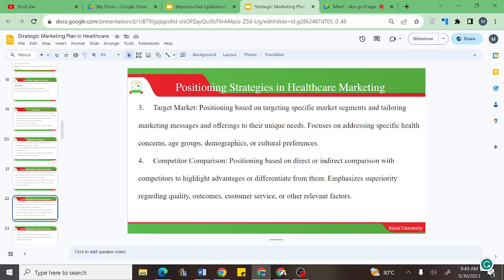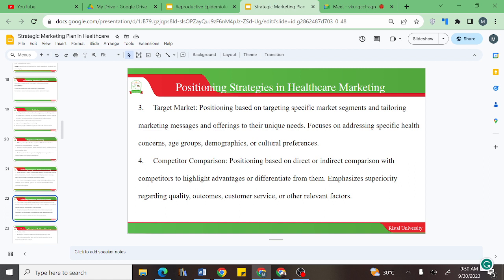And then market segment. You may choose to work on clients that have specific health concerns, or it can be a children-friendly facility. It can be a maternity-friendly facility. It can be a geriatric facility. It can be a surgical hospital. It can be whatever it is. So for you, you have specific target groups.